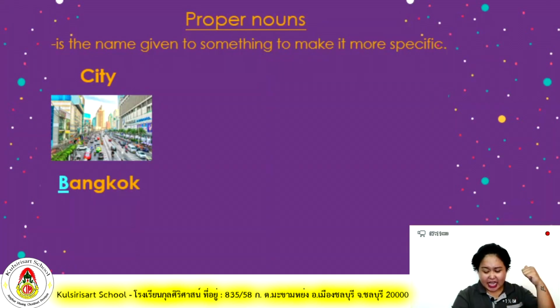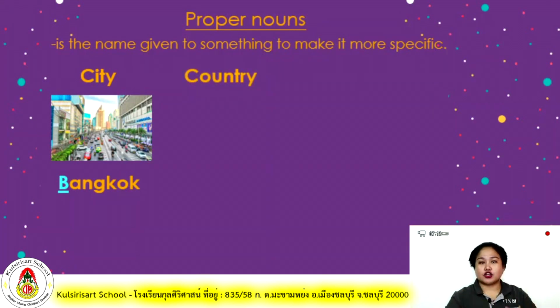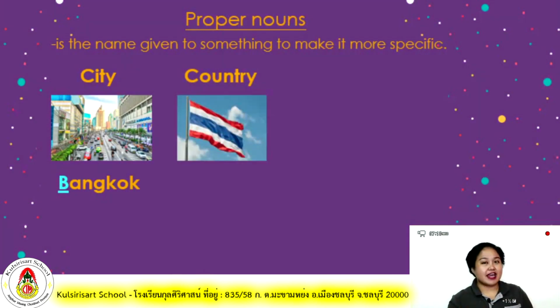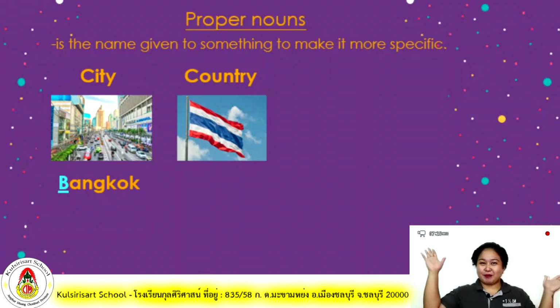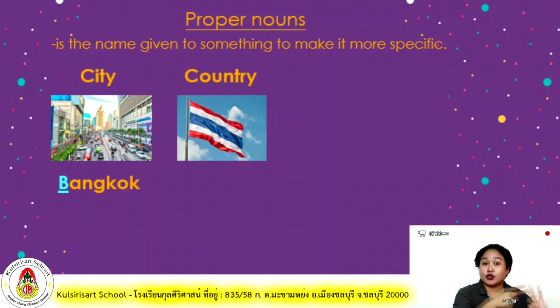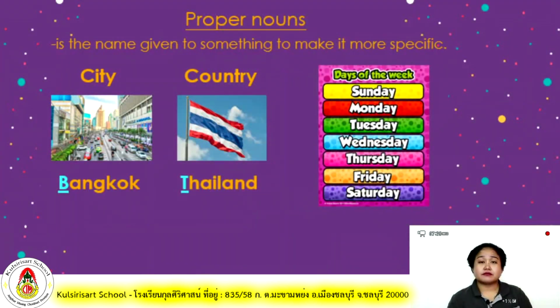Very good. Next, we also have name of country. Can you give me a name of a country? Of course, we have Thailand. We have Thailand. We also have, from my country, Philippines. We also have China, Japan, Korea, America, Brazil, and many, many more. Okay. We also have an example for proper nouns is days of the week.